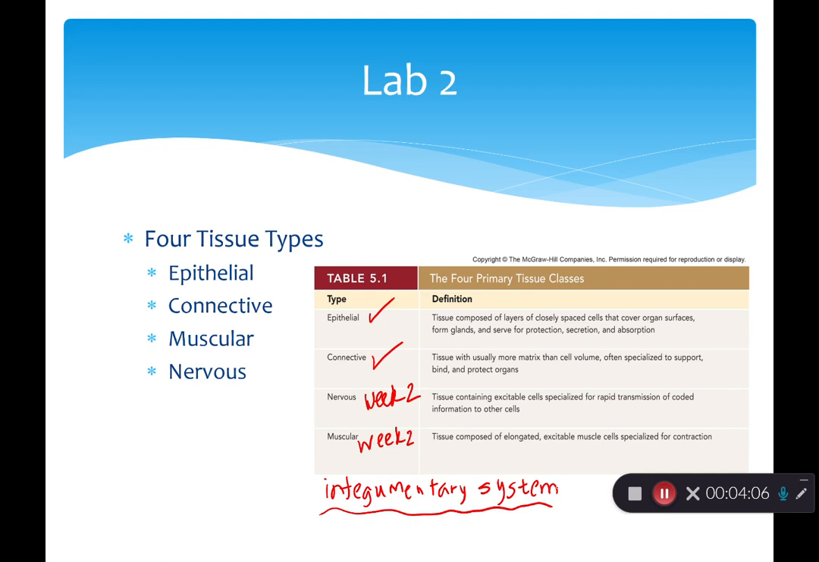We also have adipose tissue underneath that. That's part of the integumentary system, though it's not technically part of what is called skin. And we have hair and nails and glands and things like that.